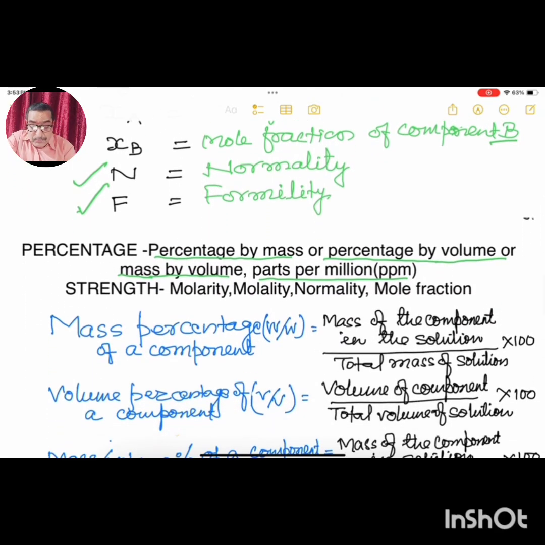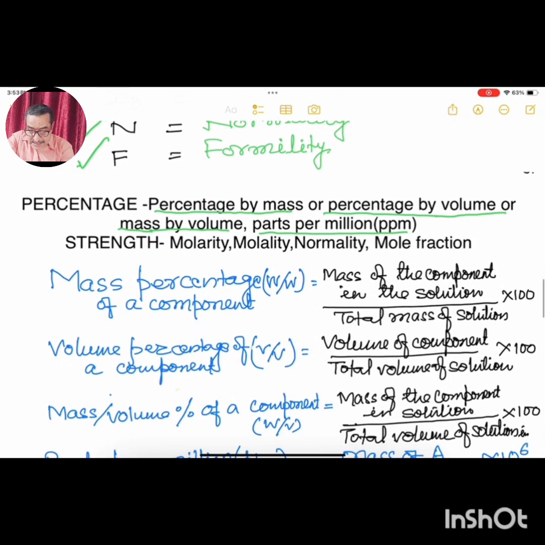Now we discuss one by one. First we discuss percentage. So a very simple formula is there.